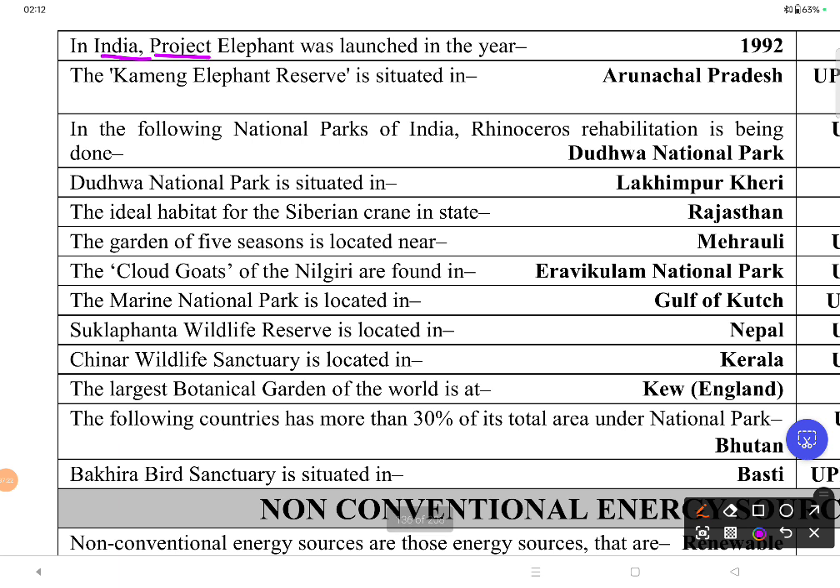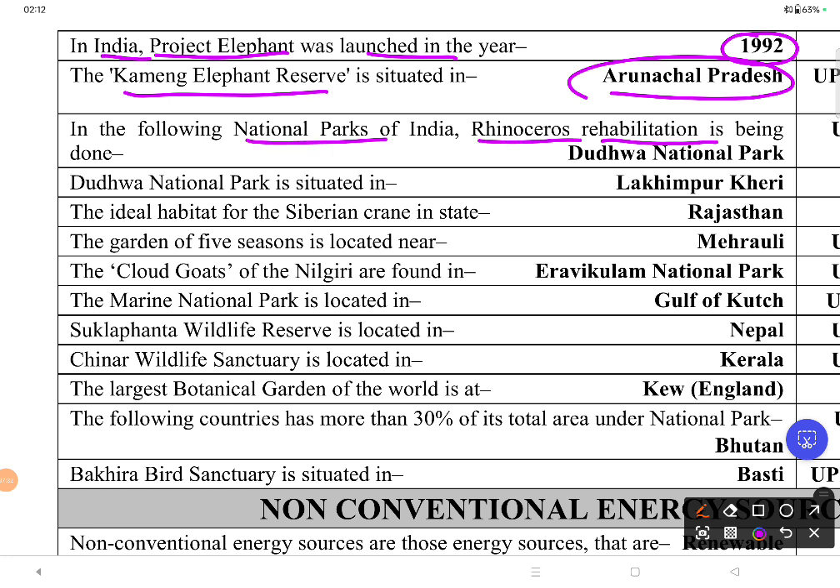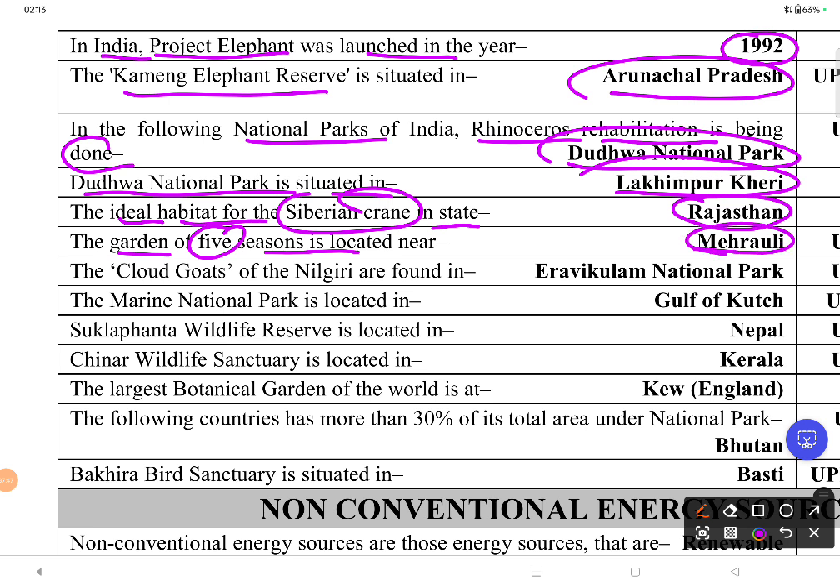In India, Project Elephant was launched in the year 1992. Kameng Elephant Reserve is situated in Arunachal Pradesh. In the following national parks of India, rhinoceros rehabilitation is being done: Dudhwa National Park. Dudhwa National Park is situated in Lakhimpur Kheri. Ideal habitat for Siberian crane is in the state of Rajasthan. The Garden of 5 Senses is located near Mehrauli.